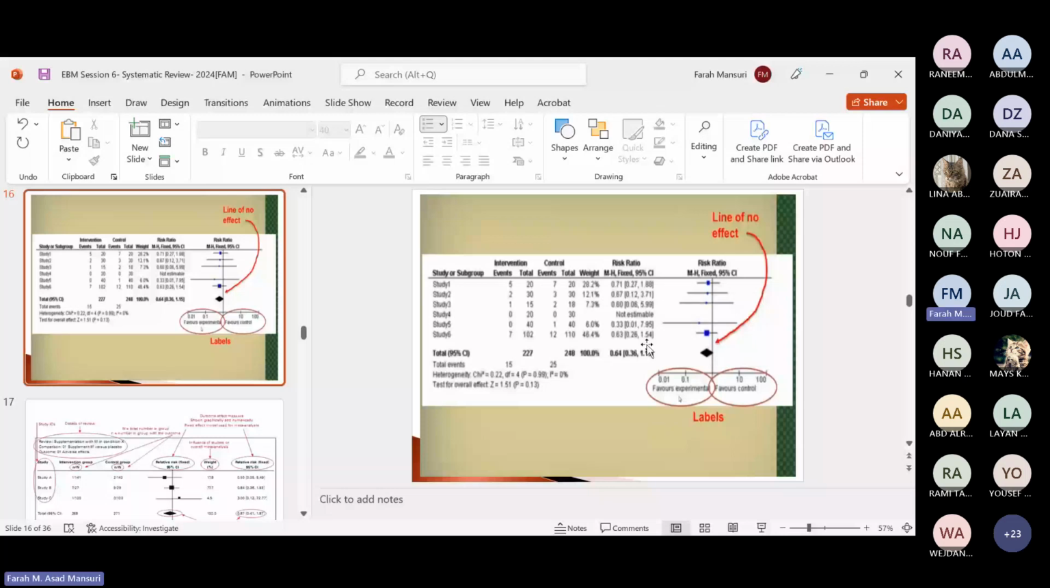The weight of the study is given according to the sample size, and then we see whether this black diamond is on the left side of the line of no effect, which means it is favoring treatment. If it is on the right side, that means it favors control.